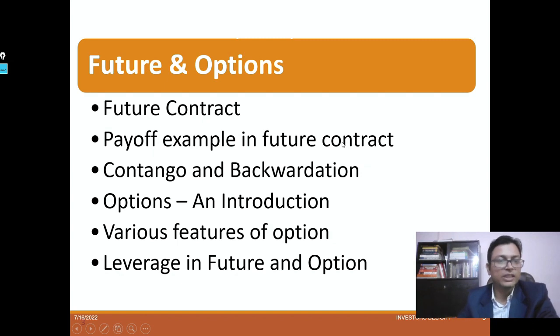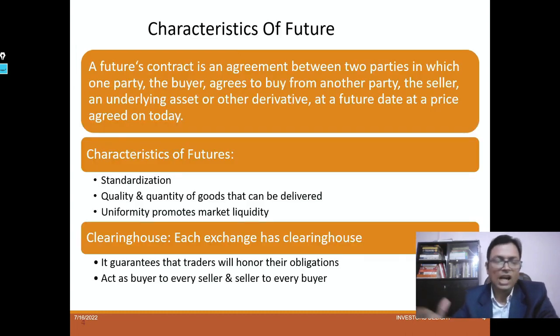So you will see futures and options in a little greater depth, and you will learn the futures contract in detail. Then you will see a payoff example in a futures contract, in a contango and backwardation market, options as an introduction, various features of options, and then leverage in futures and options. So we are coming to the very definition of a future.